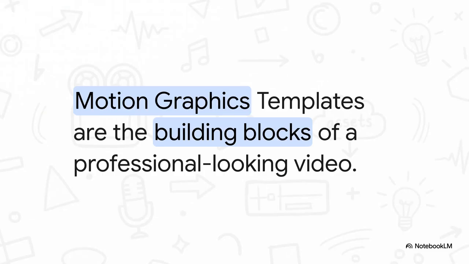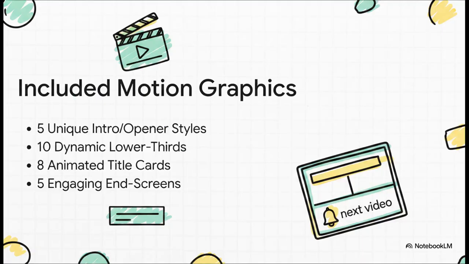All right, let's start with the biggest category, and this is a game changer. Motion graphics templates, or MOGRTs for short. Think of these as the professional building blocks for your videos. So inside the pack, you get 5 different intro styles to hook your viewers from the very first second. You get 10 different lower third variations for when you need to introduce someone or a key topic. You'll also find 8 animated title cards to break up your video's segments and 5 really engaging end screen templates to point viewers to your next video or get them to subscribe. It's the whole system, all ready to go.